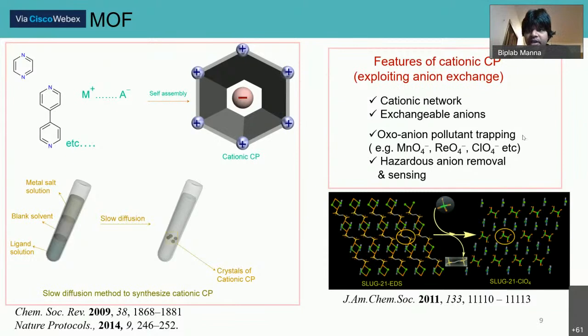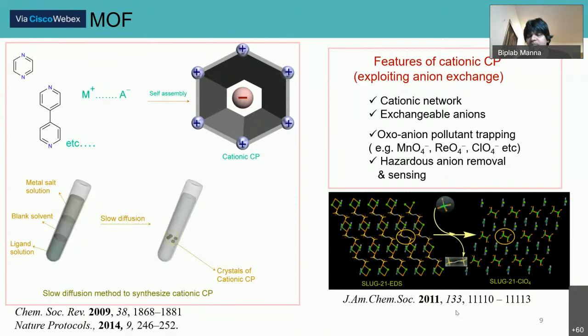The feature of this cationic CP or cationic MOP is that there is a free anion sitting here, and these anions can be replaced with other anions. So that is the thing: the exchangeable anions. If we can exchange non-harmful anions with harmful anions, we can make use of this framework for hazardous anion removal or recognition.